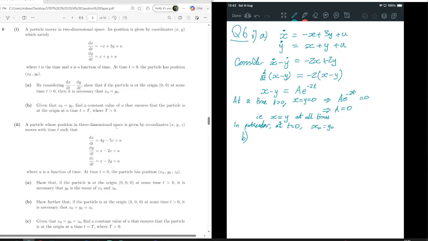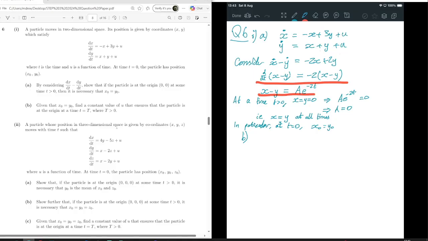Given that x naught equals y naught, find a constant value of u that ensures the particle is at the origin at some given time. So we're now saying we start at the same place, and we want to find a value of u that ensures this, and it's a constant value this time. Does the first part still hold? So we could still create this equation here. We still create the solution.